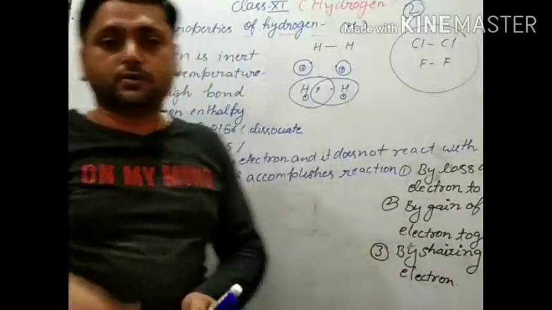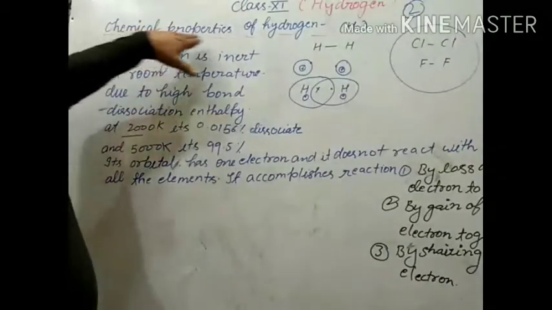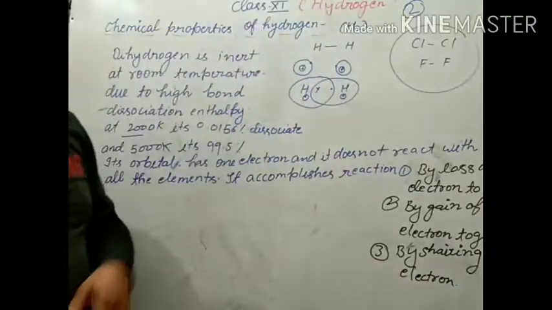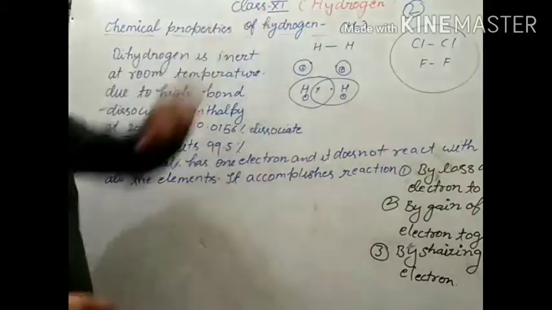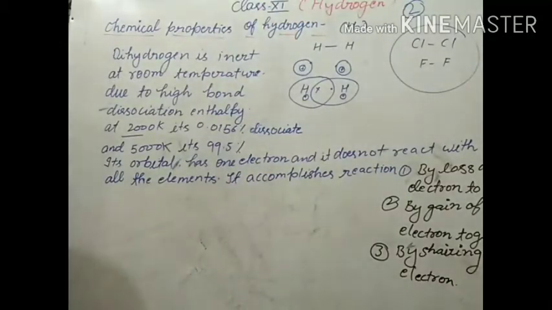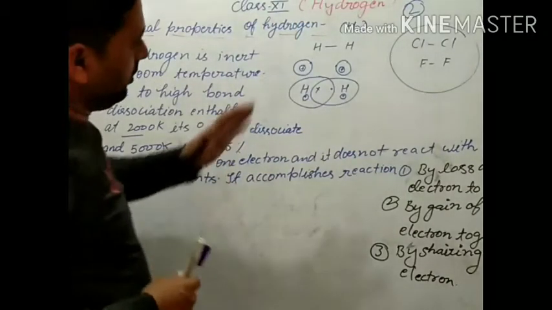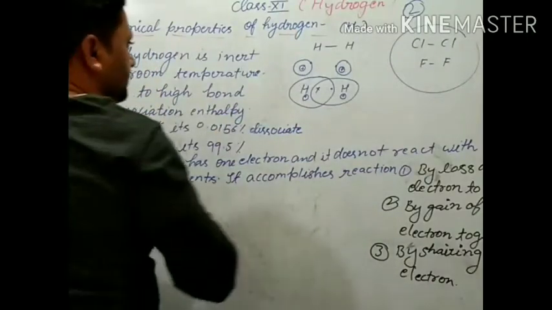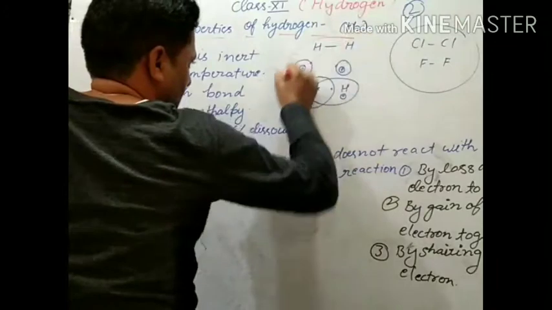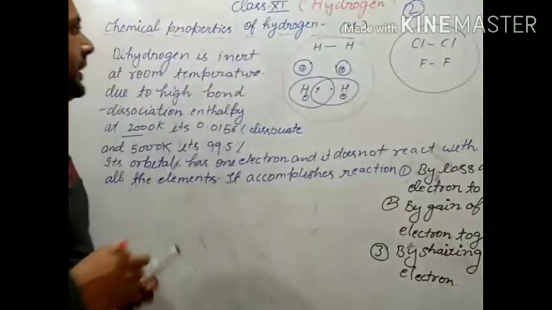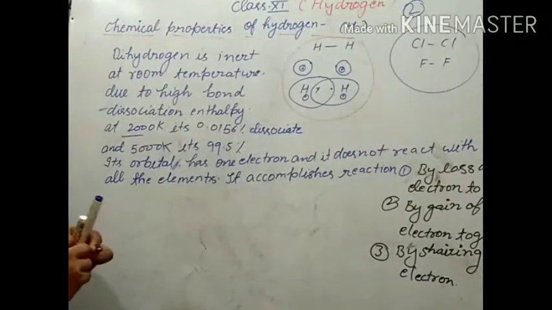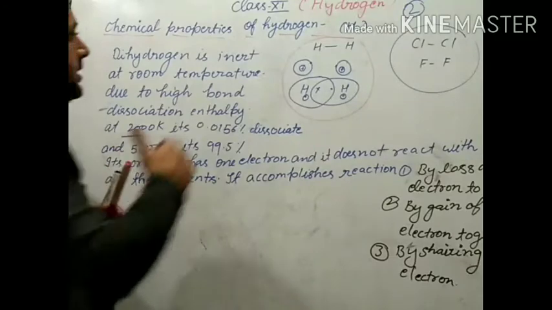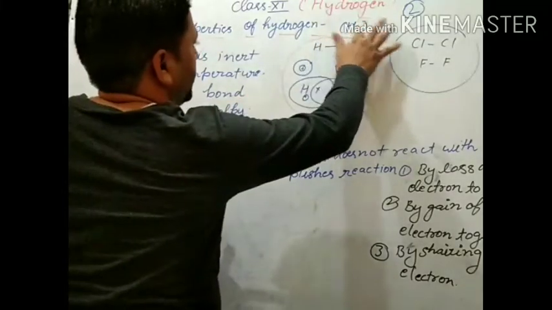Today we are going to discuss the chemical properties of hydrogen. One point I would like to make clear is that hydrogen is diatomic. It exists as H2.